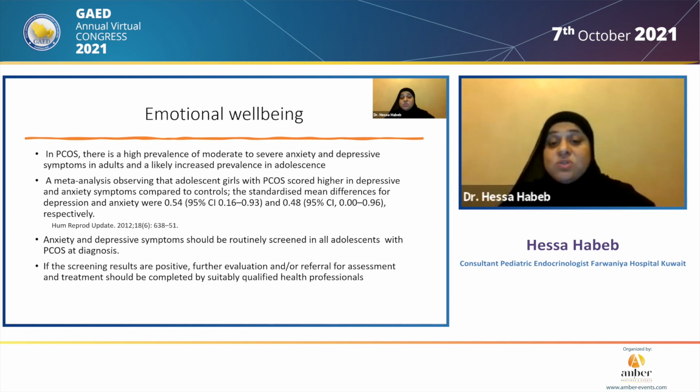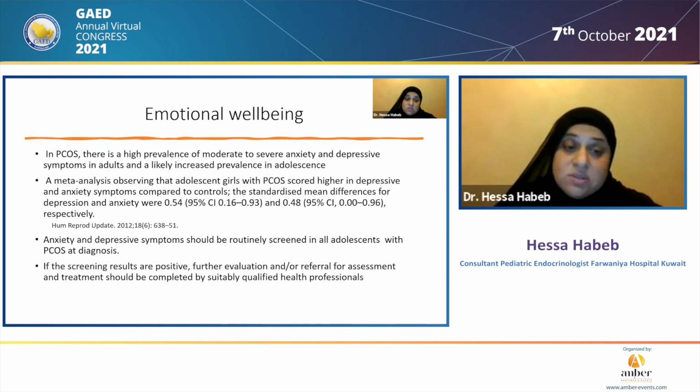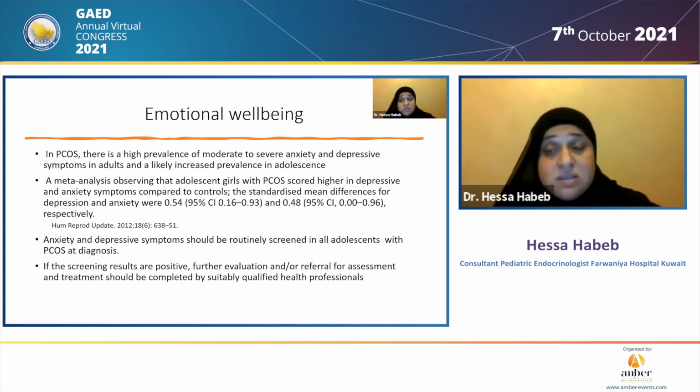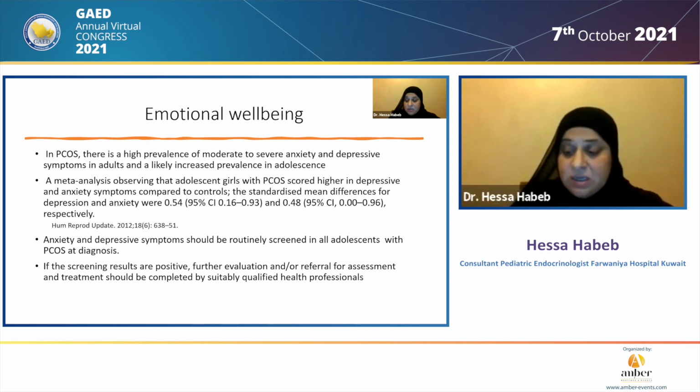Anxiety and depressive symptoms should be routinely screened in all adolescents with PCOS at diagnosis. If there is any abnormality in the screening results, these adolescents should be referred for further assessment by more qualified personnel, according to availability at your facility.